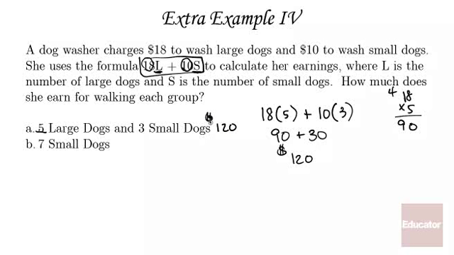For 7 small dogs. So now the dog washer is not washing any large dogs, only small dogs. So it would be 18 times 0, no large dogs, plus 10 times 7, small dogs. That multiplies to 0, and 10 times 7 is 70. So when the dog washer is washing 7 small dogs only, she makes $70.